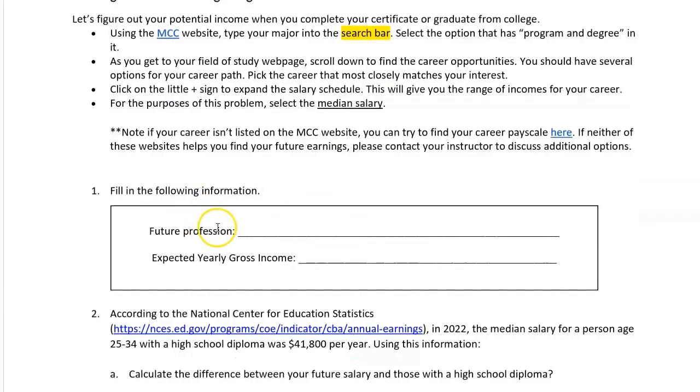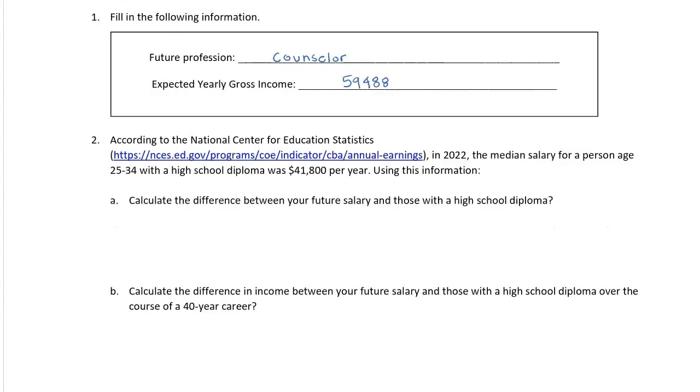So that will be question 1. My future profession is a counselor, and the median wage was $59,488. The MCC website has a lot of majors. If you have one that's a little more specialized, you can try this other link right here that takes you out to a more general database to get a salary. So I've filled in my career path and my annual salary.